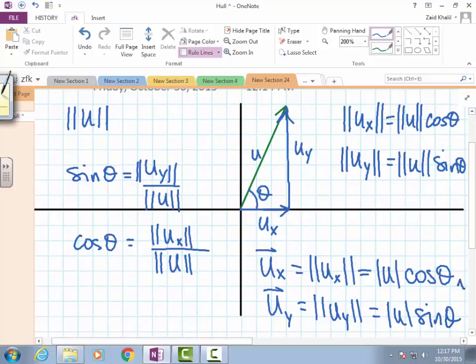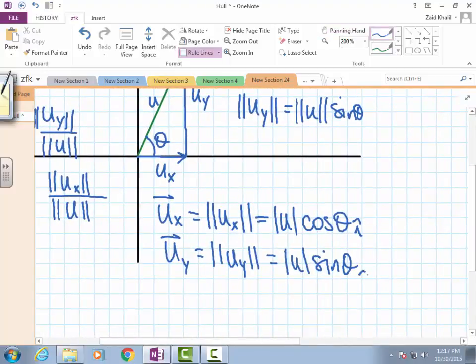And this is i hat, and this is j hat. And of course, what is the j hat component of this? 0. And what's the i hat component of that? 0. All right, that's it.